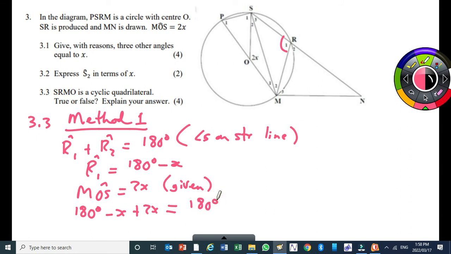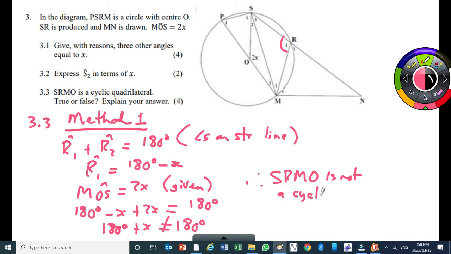This should give us 180 degrees. If it doesn't, then we'll see. If I take the 180 to the other side, the best way is just to write it as 180 degrees plus x. This is not equal to 180 degrees. So if I add the angle R1 and MOS, I don't get 180 degrees. Therefore, SRMO is not a cyclic quad.